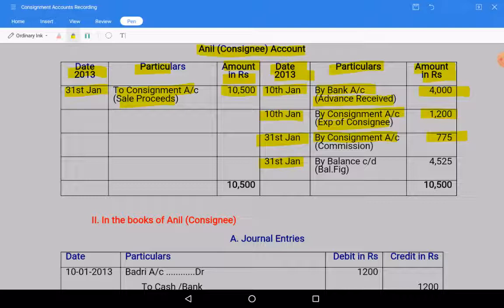Debit side is more. On the debit side you can see easily 10,500, which is more than the credit side.